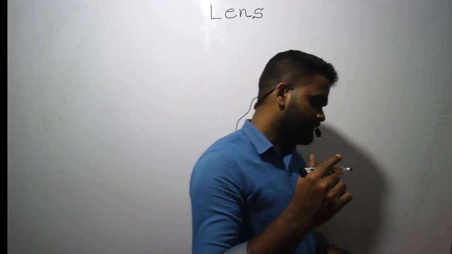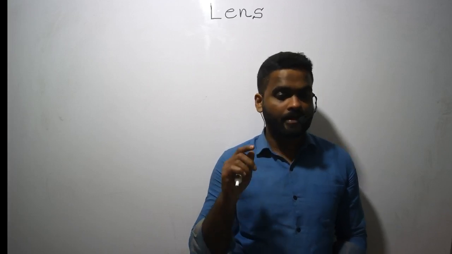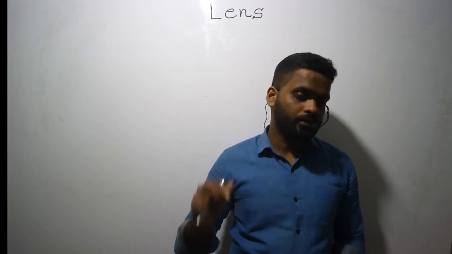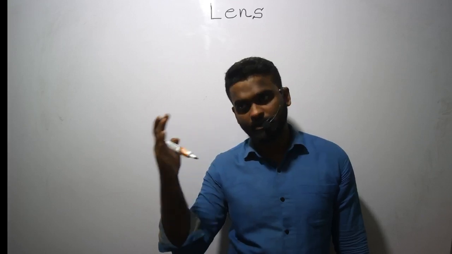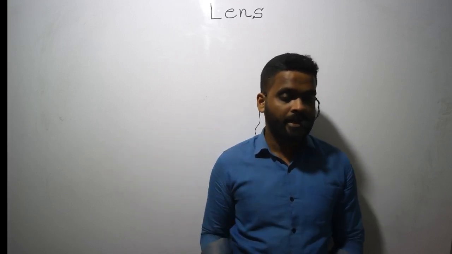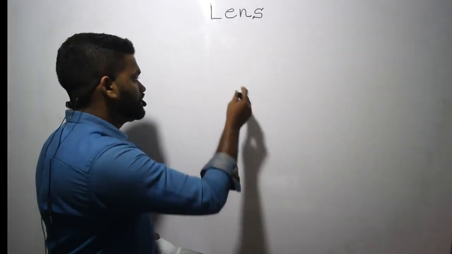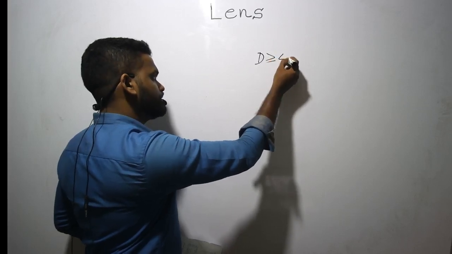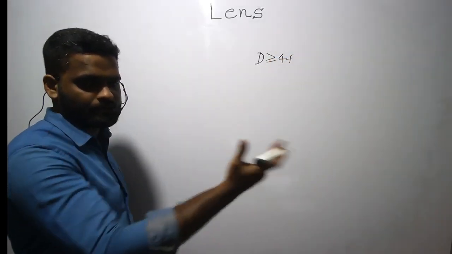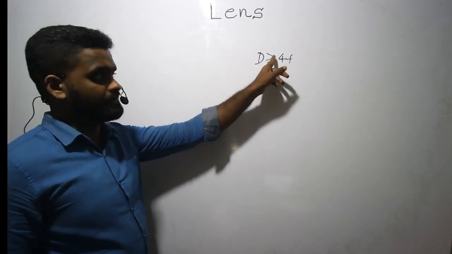Below that, if the distance between I and O, I means image, then O object, I and O is capital D, the requirement is D is equal to or greater than 4F. Otherwise, you cannot form real images, right? Write this down: D greater than or equal to 4F.